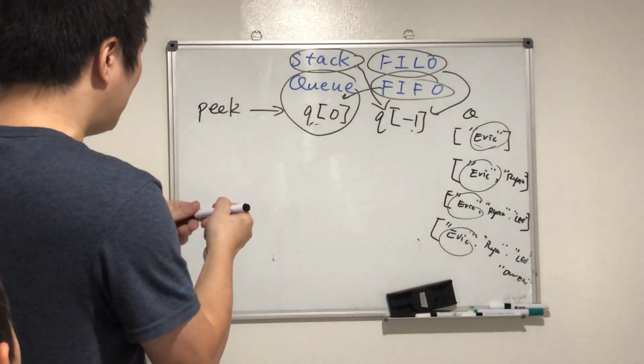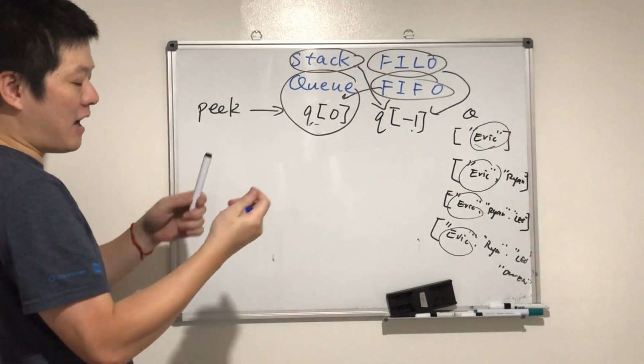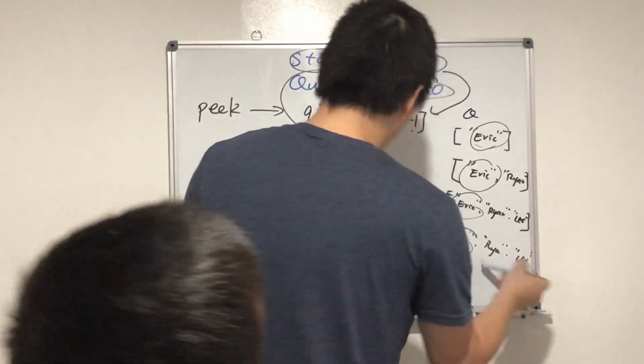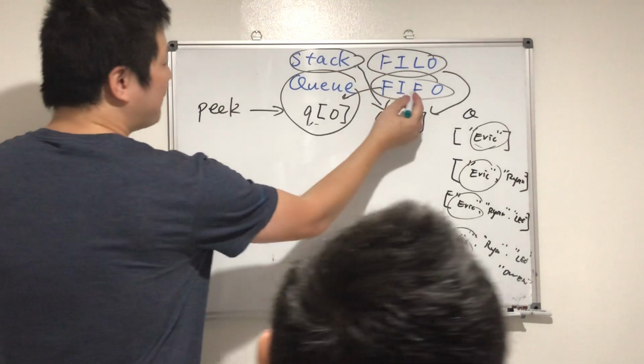Now, how about if I want to take it out? First in, last out. I thought it was first in, first out. First in, first out is Q.